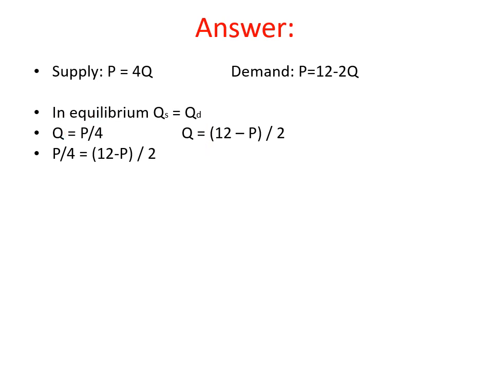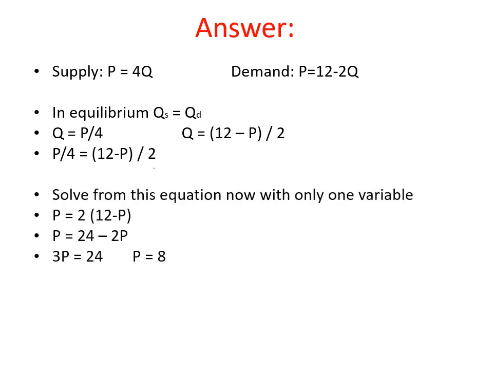And so we get that next line of the equation simply by knowing that quantity supplied equals quantity demanded and just combining all of the equations. We get that P over 4 is equal to that 12 minus P divided by 2. And now we only have one variable. So from this, we can solve just by reducing everything down, right?